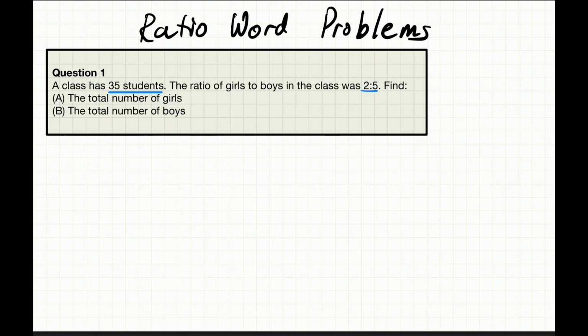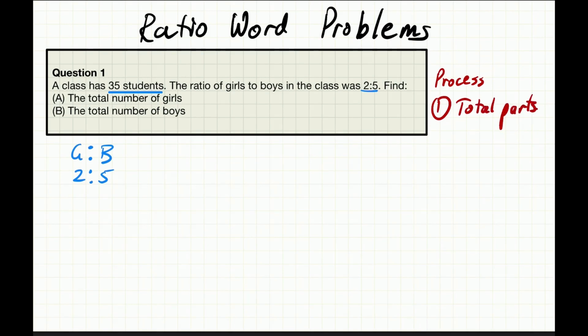Okay, first thing I'd start by doing is just drawing a quick little diagram. So we have the ratio of girls to boys is going to be 2 to 5. Now we've got that out of the way, let's work out our question. The way we solve ratio word problems is as follows. Here's a little general process. What we do is we work out how many parts there are in total. So total parts, we do that first.